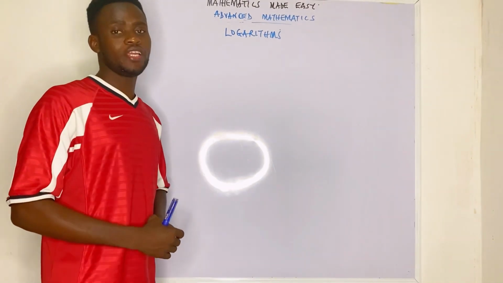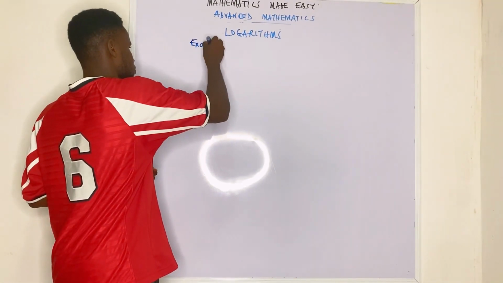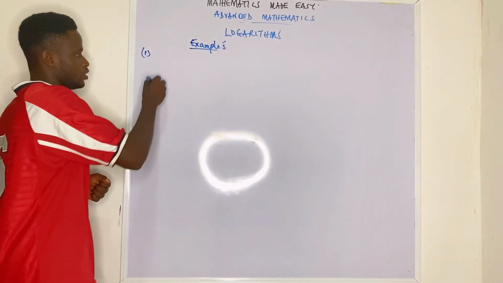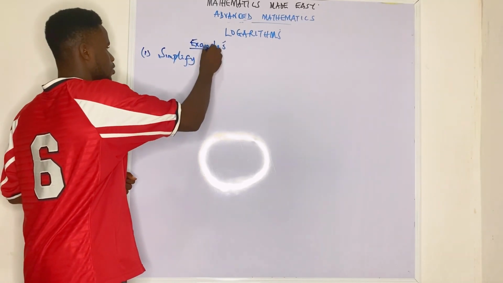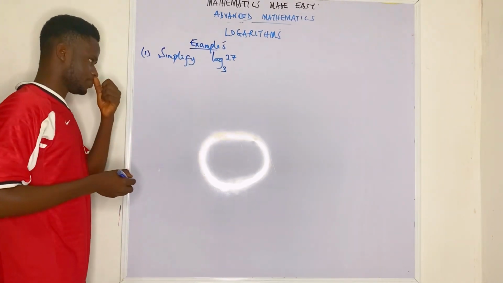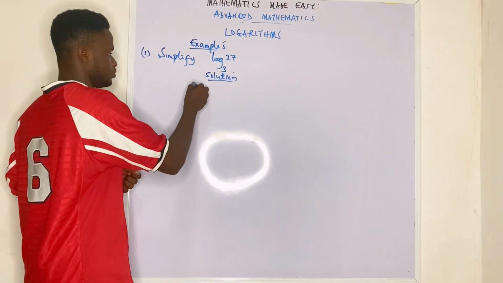So let's consider the following examples. Let's start from the basic ones. If I have to simplify log 27 base 3, to solve this is very simple.